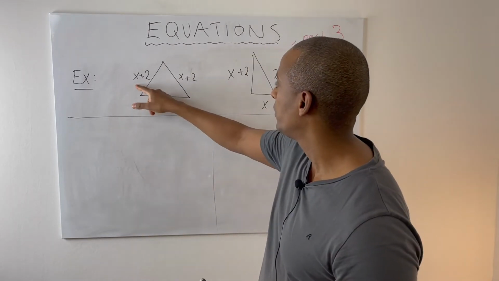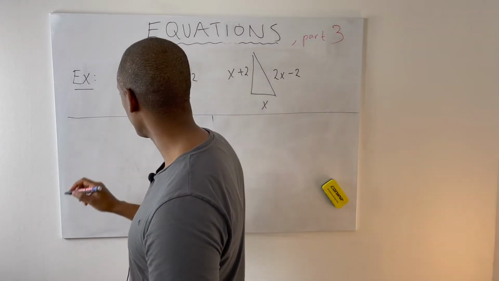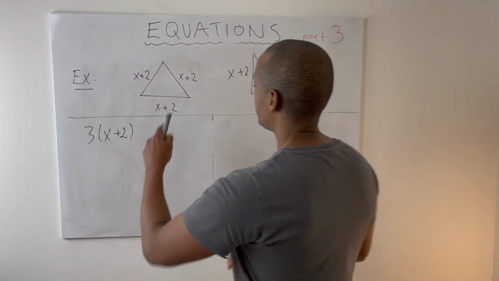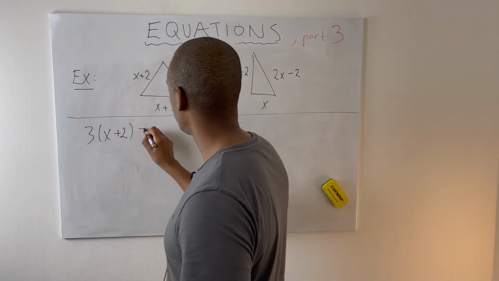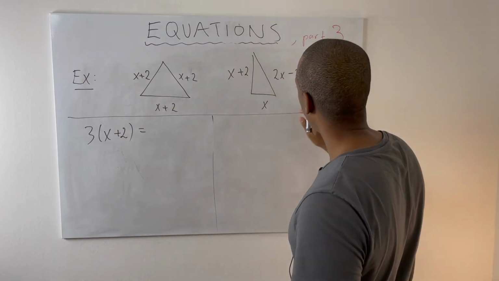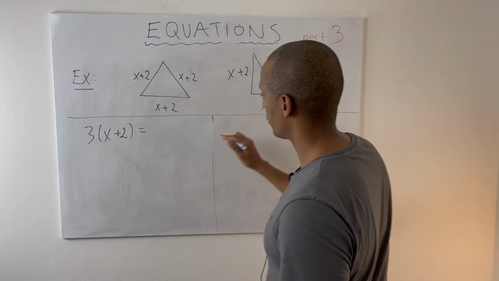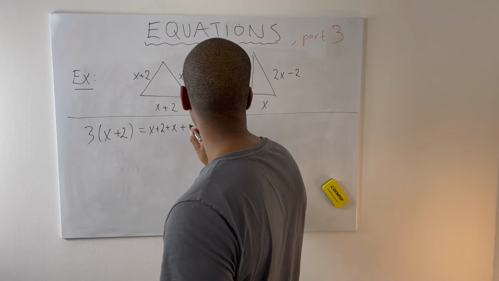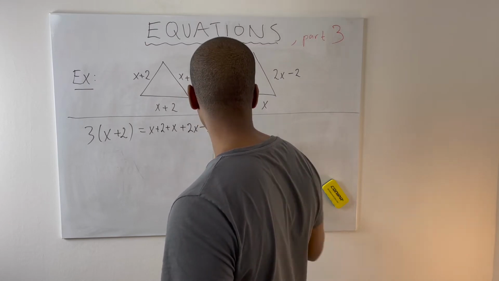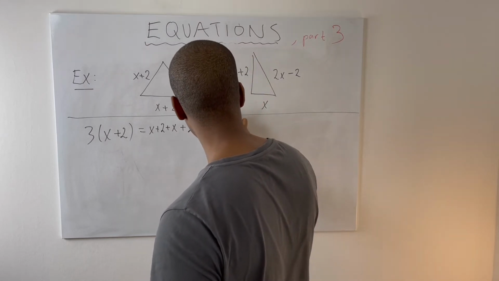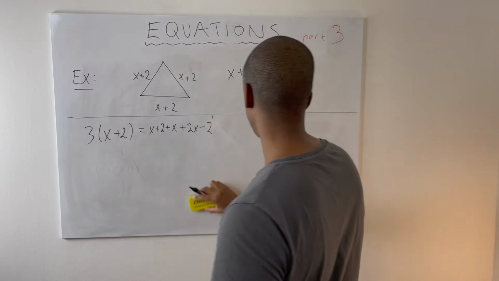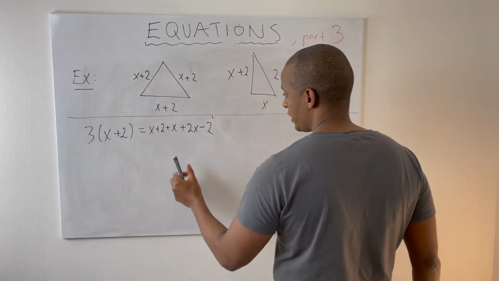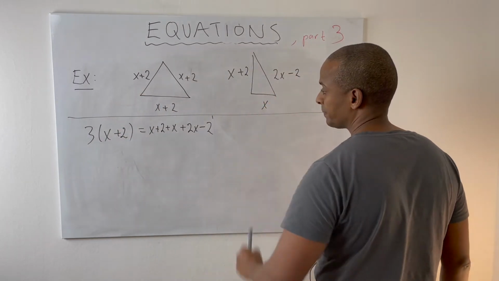That's x plus 2, 3 times. So the left hand side is 3x plus 2. That's the perimeter for this triangle. And here we have this plus this plus this. So we have x plus 2 plus x plus 2x minus 2. Okay. So here all the sides of this triangle is equal to all the sides of that triangle.